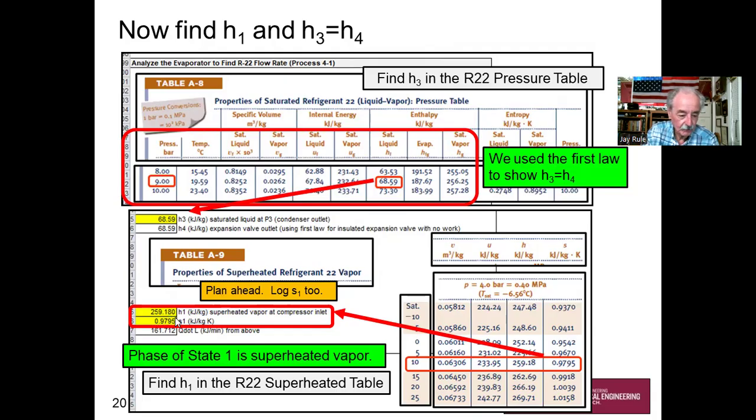But look, what were we trying to do? We're trying to study the evaporator, but now we do have H1 and we have H4. So now we got down to the weeds. Now we can move forward again.